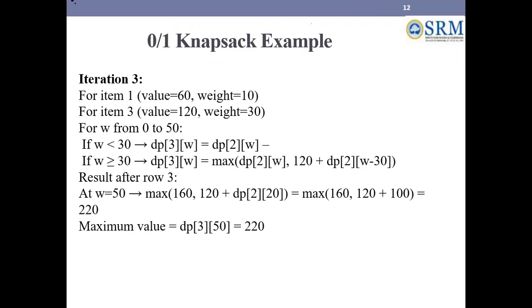For item 3, value 120 and weight 30. So for W from 0 to 50, if W is less than 30, we can take the previous value. Otherwise, we can take the maximum value. So which one is the maximum that can be considered? In this case, the maximum value is 220. So that is the final result.